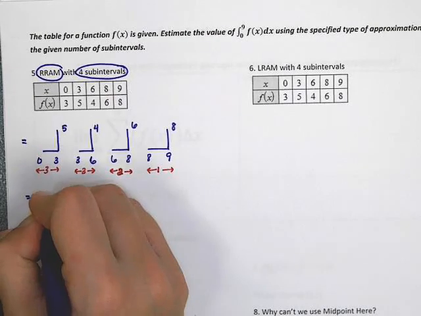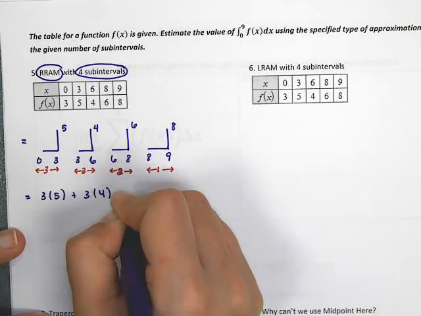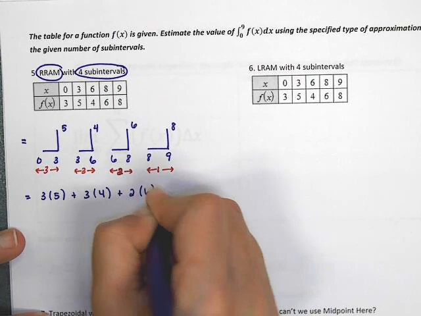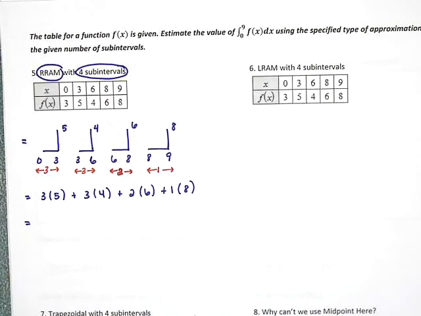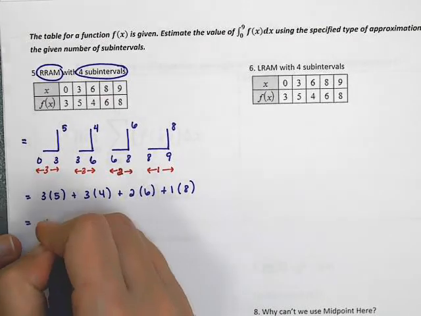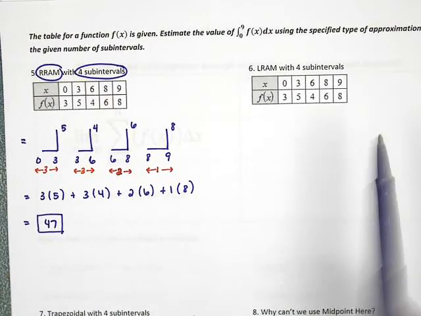So if I do base times height, I would have 3 times 5, plus 3 times 4, plus 2 times 6, plus 1 times 8. And I would have 15 plus 12 is 27, plus 12 again is 39, plus 8 is 47, is my approximation. Now I'm not going to make you do 6 and 7 right now in the video.